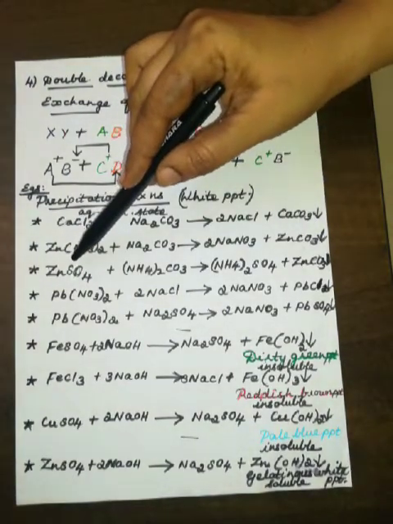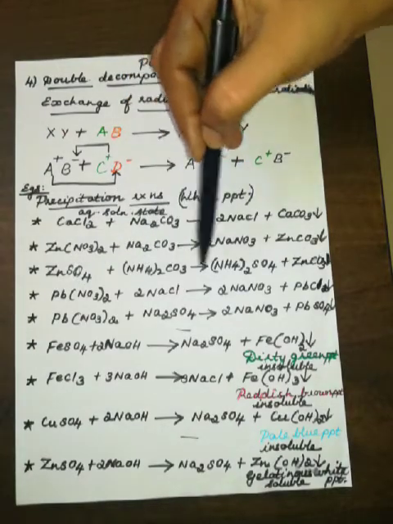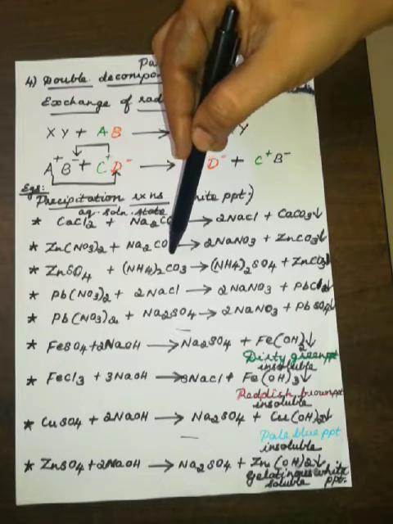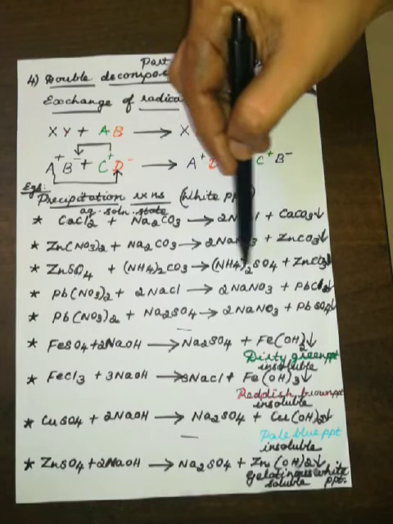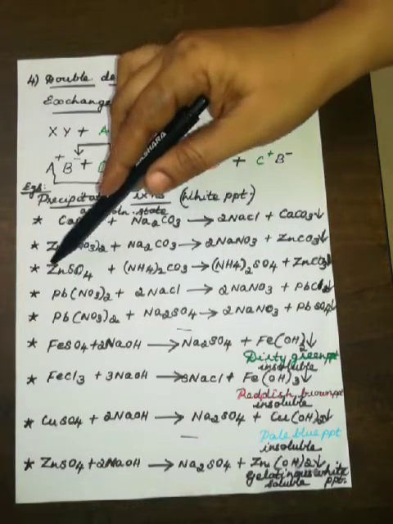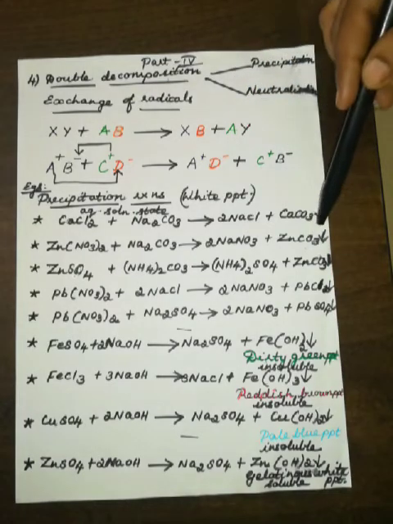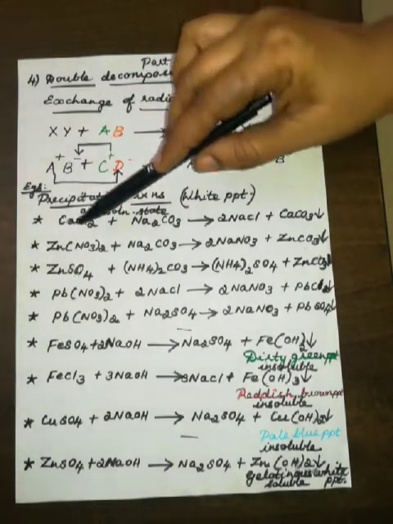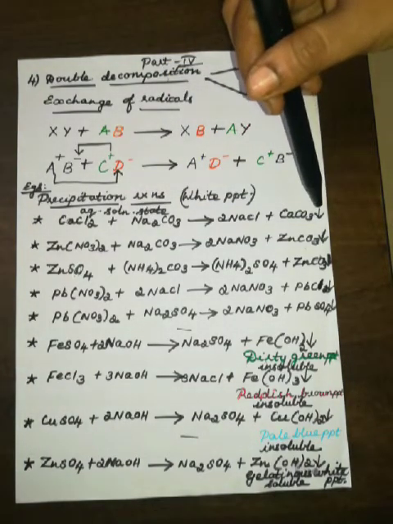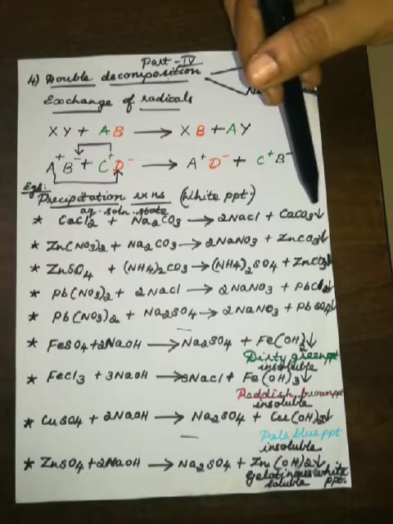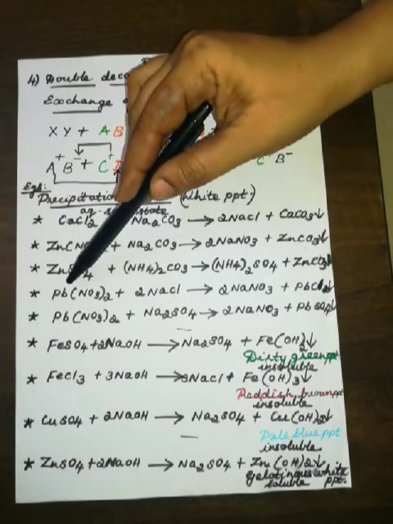Coming to the next compound, zinc sulfate with ammonium carbonate, a different salt. Here ammonium reacts with sulfate to form one product, ammonium sulfate, and left out are zinc and carbonate. So zinc carbonate white PPT forms. Always you start with a soluble salt and you get a PPT. PPT means an insoluble salt which you get after the completion of the reaction.